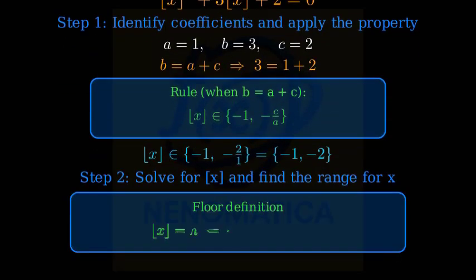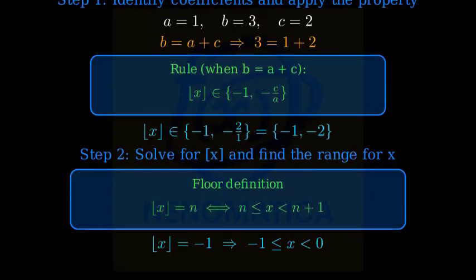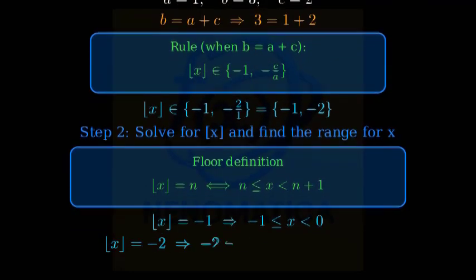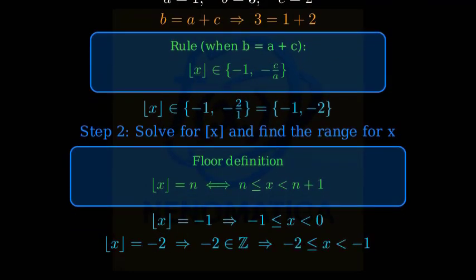By the floor definition, if floor of x equals n, then n is less than or equal to x, and x is less than n plus 1. For floor of x equal negative 1, we get negative 1 is less than or equal to x, and x is less than 0. For floor of x equal negative 2, and negative 2 is indeed an integer, we get negative 2 is less than or equal to x, and x is less than -1.